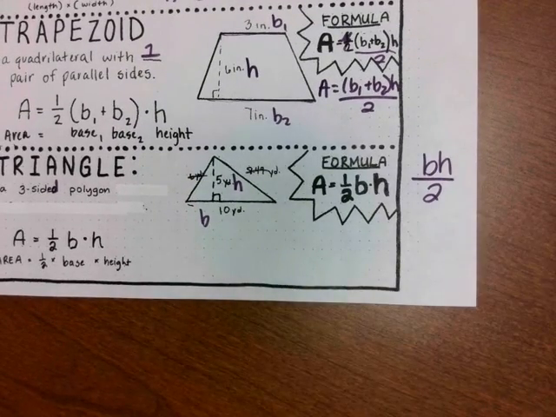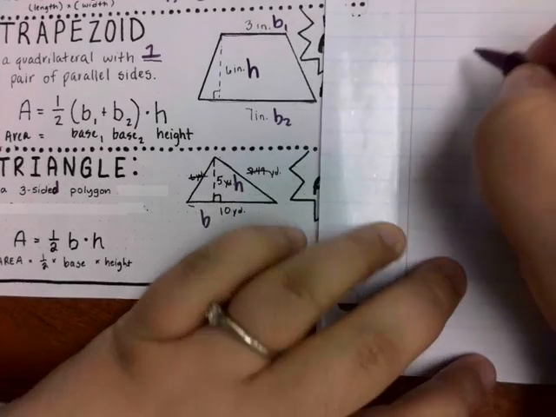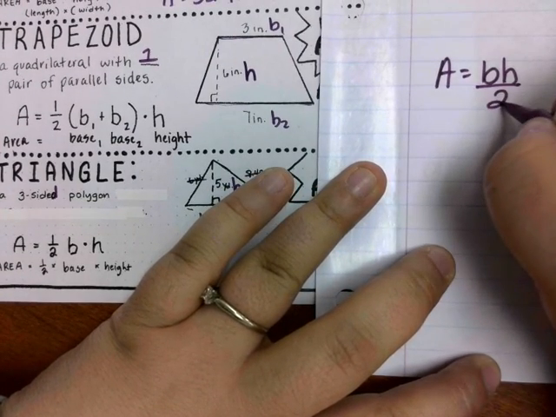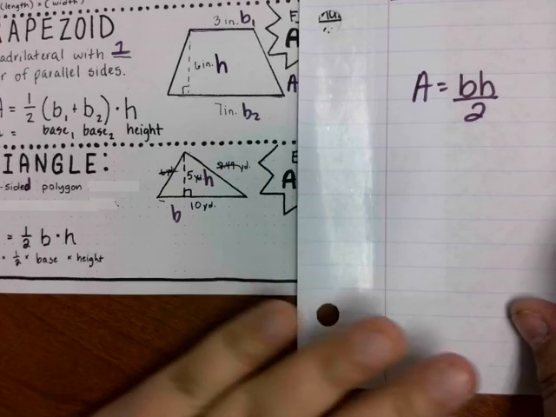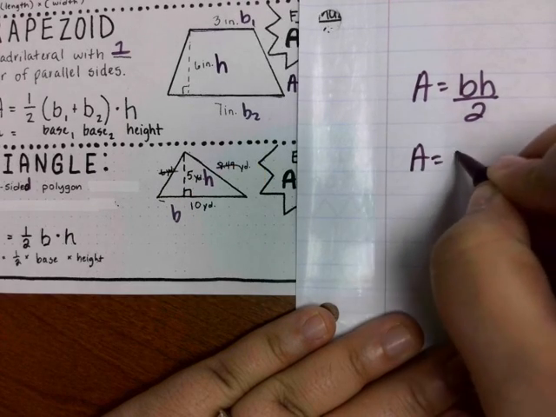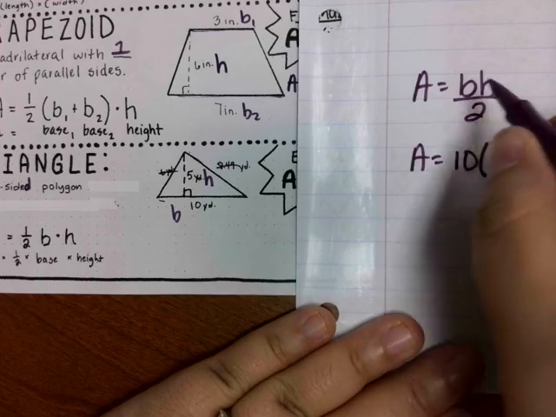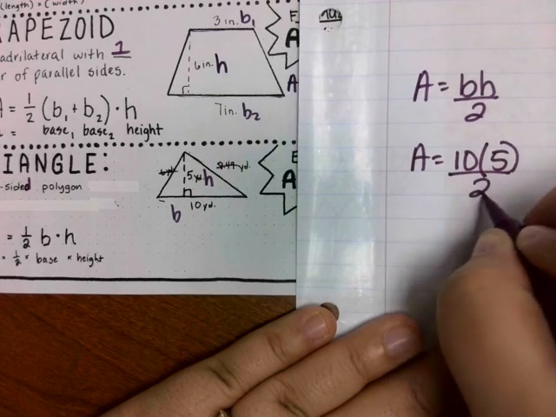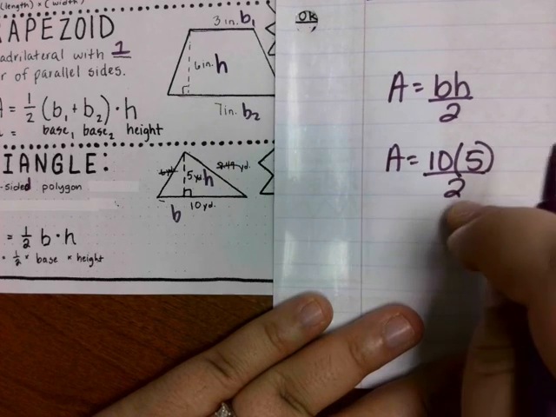I think I have enough room. I can, no, we'll do it here. No need to be squished. So area equals base times height divided by 2. So we're going to plug in my base of 10. So A equals 10 times my height, which is 5. And the whole thing gets divided by 2. Don't forget to divide by 2.